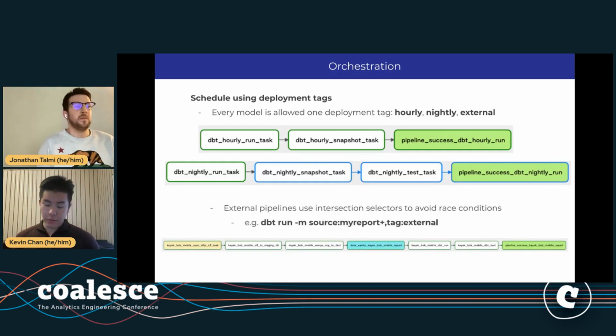And for models that are tagged external, it just means that they're not part of our hourly or nightly runs. Instead, for pipelines where we want to run the transformations as soon as the data lands, that's when, once the data is loaded into our data storage, we want to begin to run our dbt transformations, and that's the perfect use case for our external tag. We use intersection selectors to avoid race conditions, so that we're not effectively building a model that exists in our hourly or nightly runs.